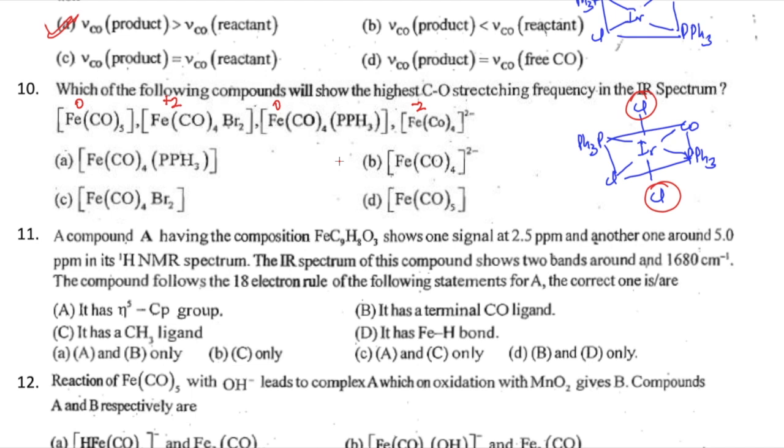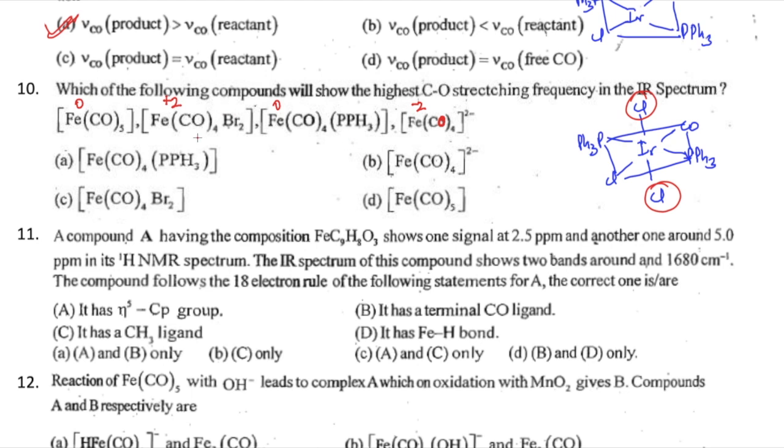This should be carbonyl, okay, this should be CO. So as the metal becomes more and more electron rich, if there is more electron density on the metal, it is going to give electrons to the anti-bonding orbital of the CO, the carbonyl ligand. It is going to decrease the carbonyl frequency, right? Because the bond order decreases, the bond strength decreases, so the carbonyl frequency also decreases. So an electron-rich metal is going to show the lowest carbonyl frequency.